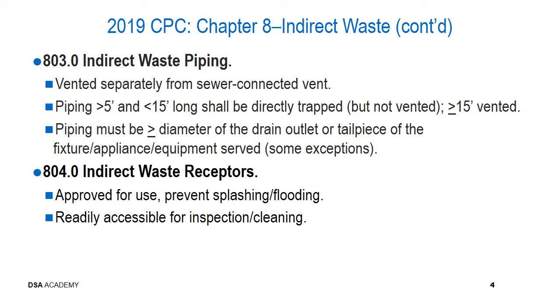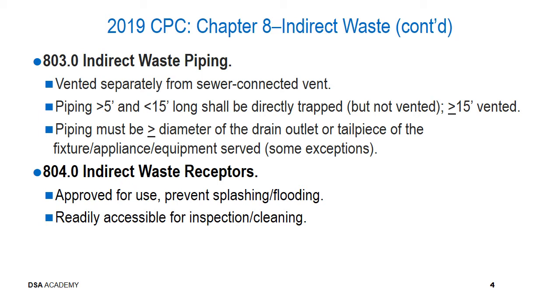And another important factor about the venting of an indirect waste piping is that it is not permitted to be vented to the sewer connected vent. Additionally, the indirect waste piping itself must be greater than or equal to the same diameter as the drain outlet or the tailpiece of the fixture or appliance or equipment that it serves. Now there are some exceptions to that, but we're not going to get into that.